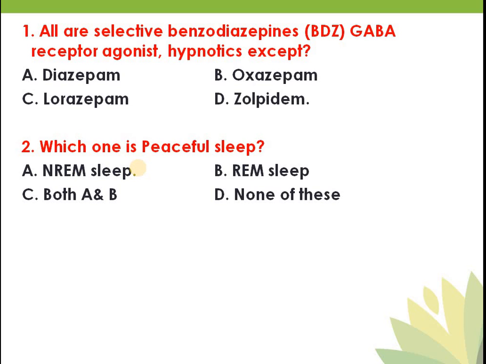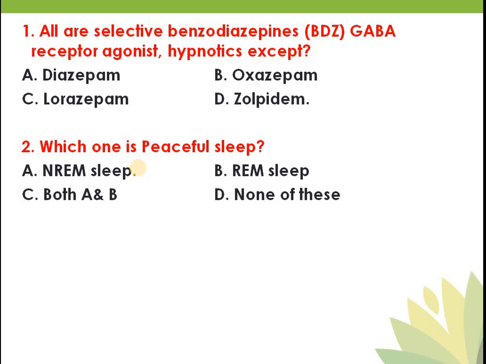There are two types of sleep in humans. The first is REM sleep, rapid eye movement, and the second is NREM sleep, non-rapid eye movement. REM sleep is not a peaceful sleep. There is rapid movement of the eyeball, you are not fully asleep in REM sleep, and most of the dreams come in REM sleep. So that covers another question: dreaming occurs in REM sleep, not in NREM sleep.